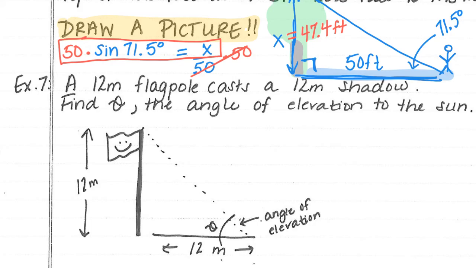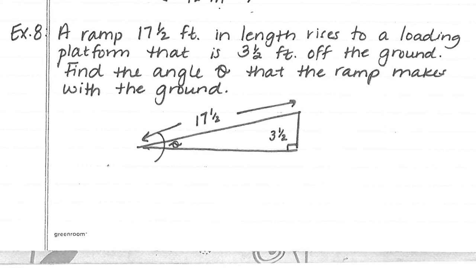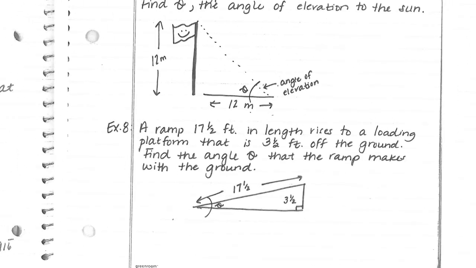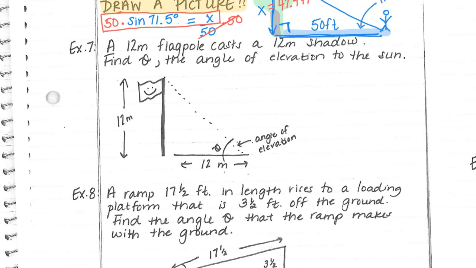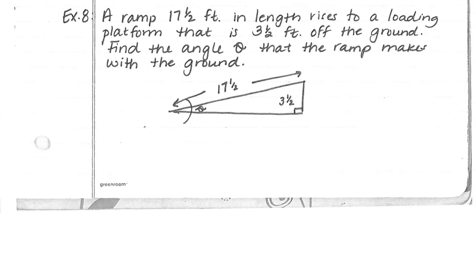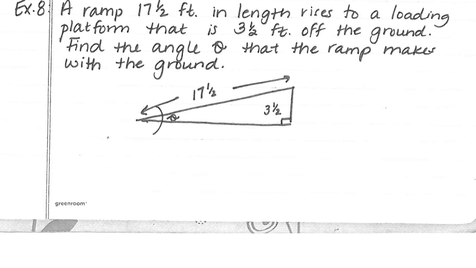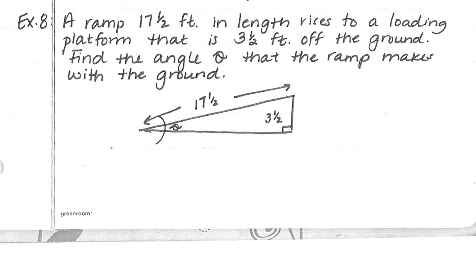Let's look at another word problem. I want to go over this one. This one's just a 45-45 angle, so I'm not going to go over that one. We'll do it in class. This one I like because now we have to find theta, which is the angle. It says a ramp 17.5 feet in length rises to a loading platform that is 3.5 feet off the ground. Find the angle theta that the ramp makes with the ground.